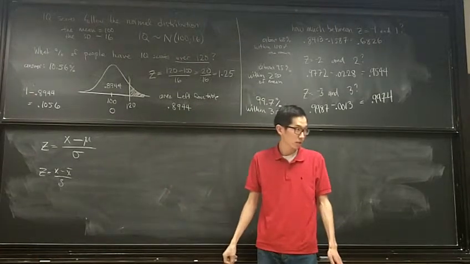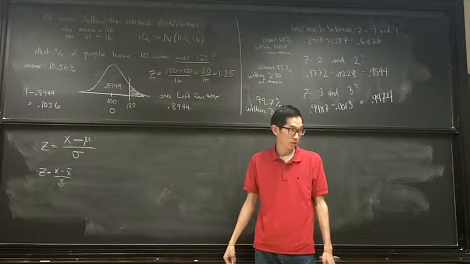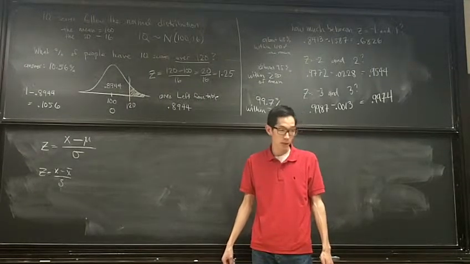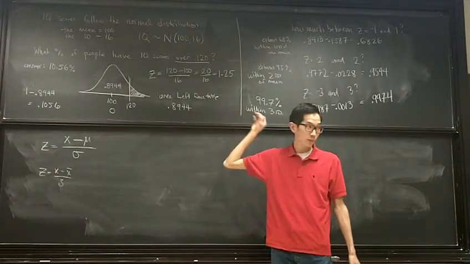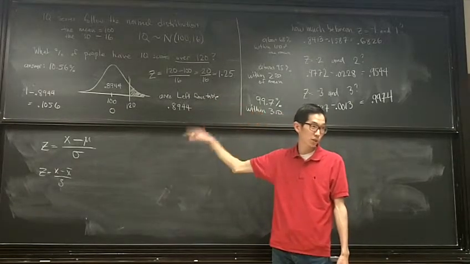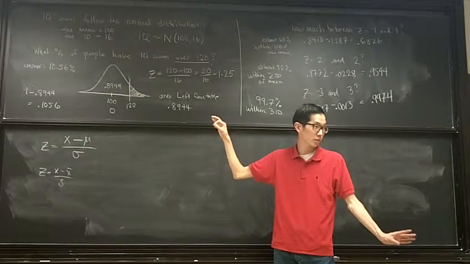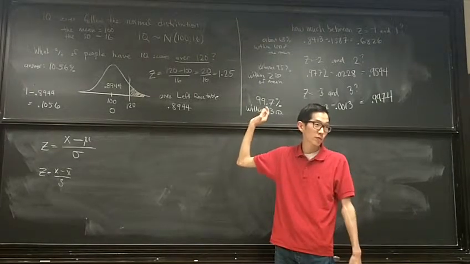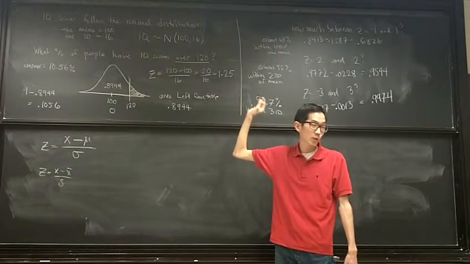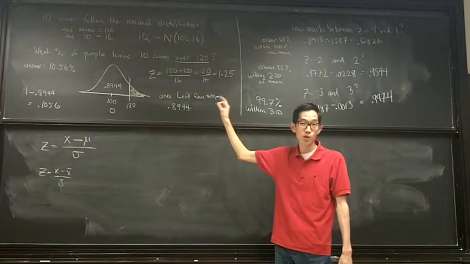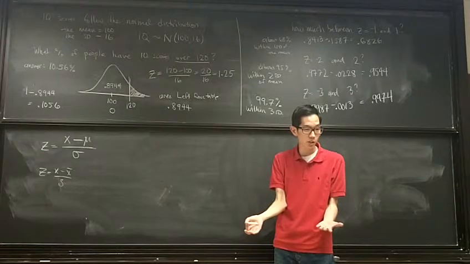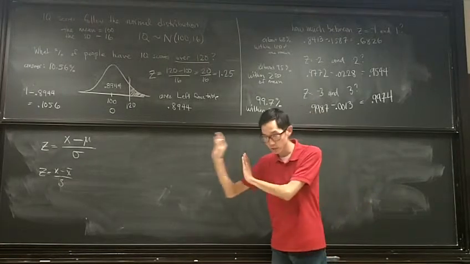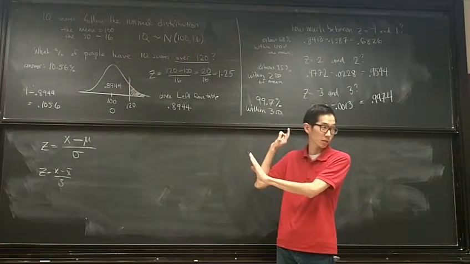Once we just find the number on the table, we always subtract 1 from that? No, not always. It depends, right? If I asked what percentage of people have IQs below 120, you just use the number in the table. The only reason we subtracted it from 1 is because I said what percentage of people have IQs over 120. So you have to read the question and decide: am I shading the area to the left or the area to the right?